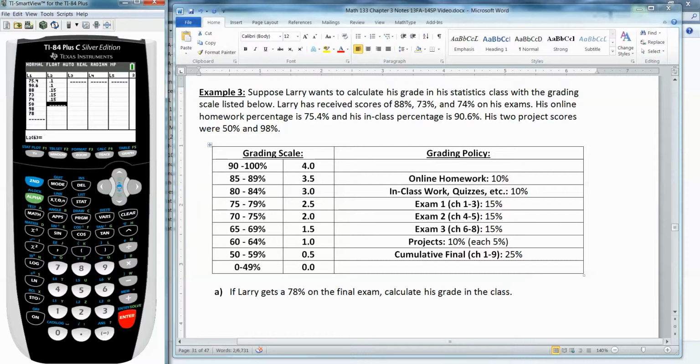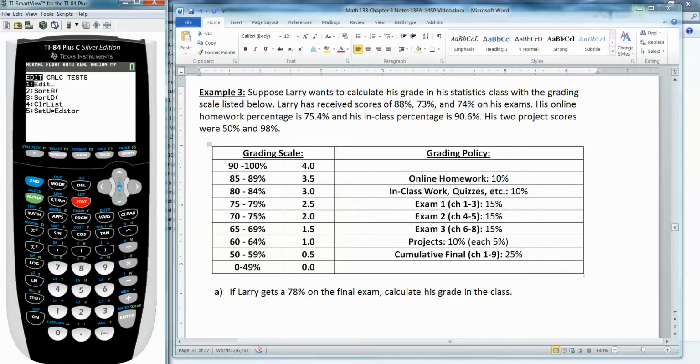Now be careful of the projects because there's two of them. They together make 10%. So each one individually is 5%. That's 0.05. Oops. That was a mistake. If you're going to do decimals all the way through, or if you're going to do whole numbers like 10, 10, 15, 15, 15, do them all the way through. You just have to be really careful to be consistent. So I'm using decimals the whole time here. If you don't like that, you can use 10, 10, 15, 15, 15, 5, 5, 25.